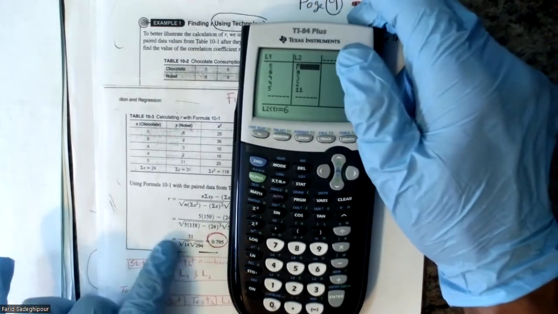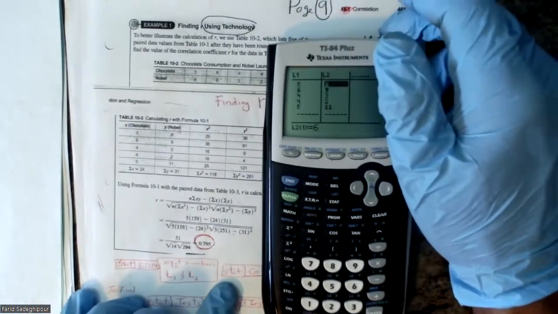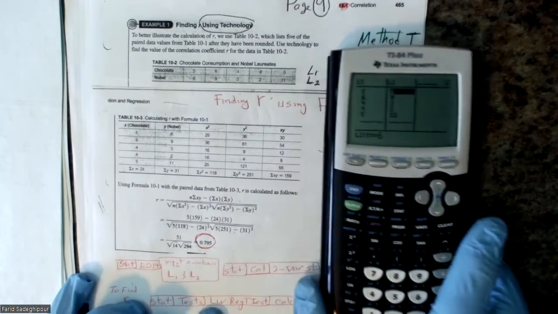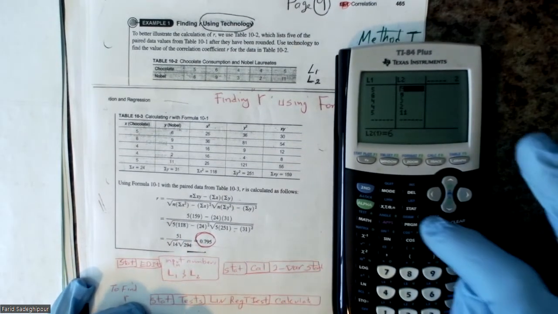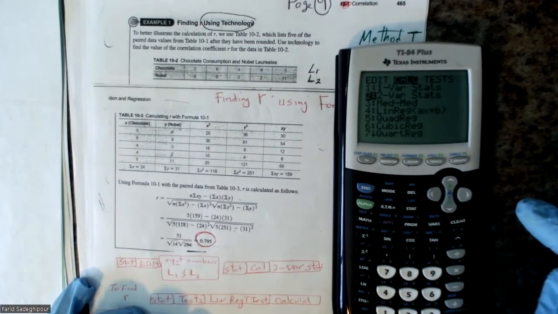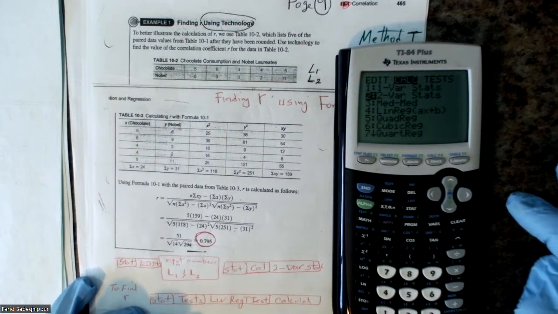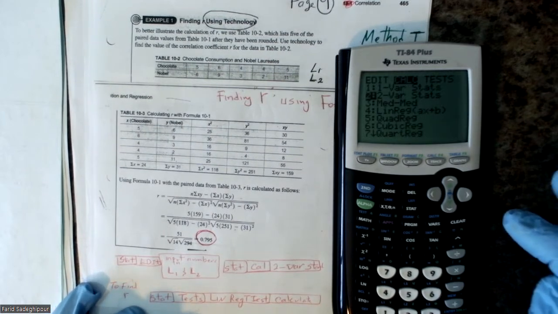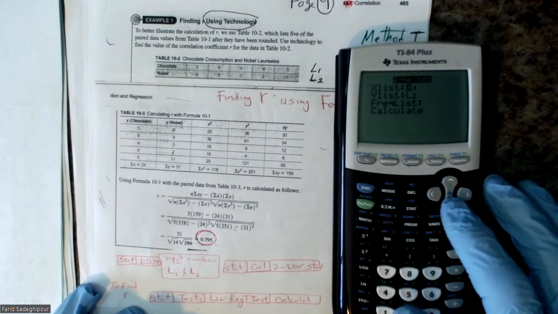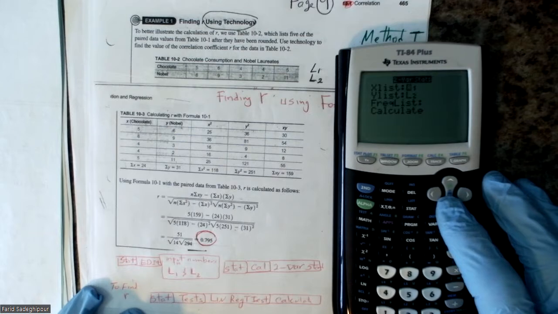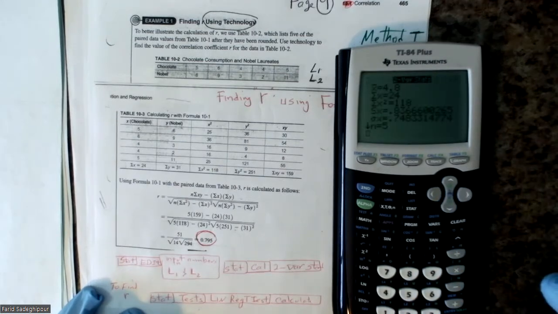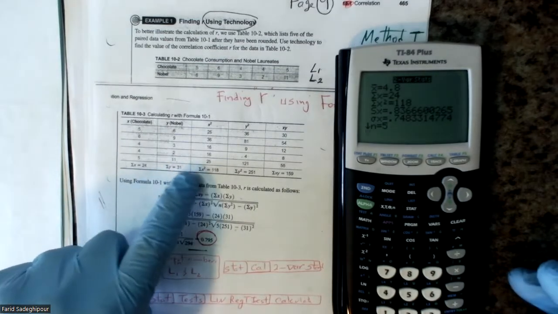Then go to stat, go to calculations, and choose number two, 2-Var Stats, because you're dealing with two columns of numbers. Then you press enter. It shows that all the X's are in L1 and all the Y's are in L2. Scroll down to the calculations. All these numbers that we calculated here are all here.